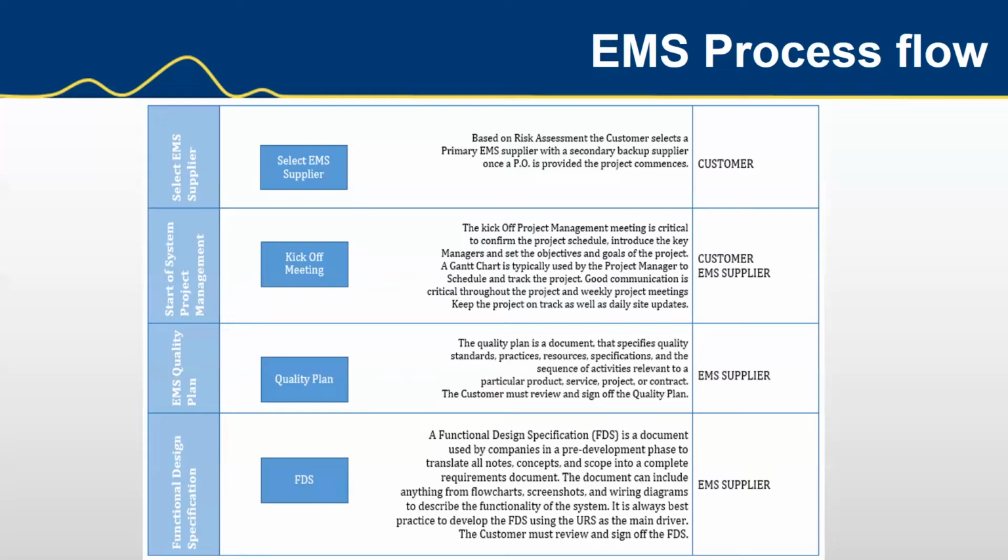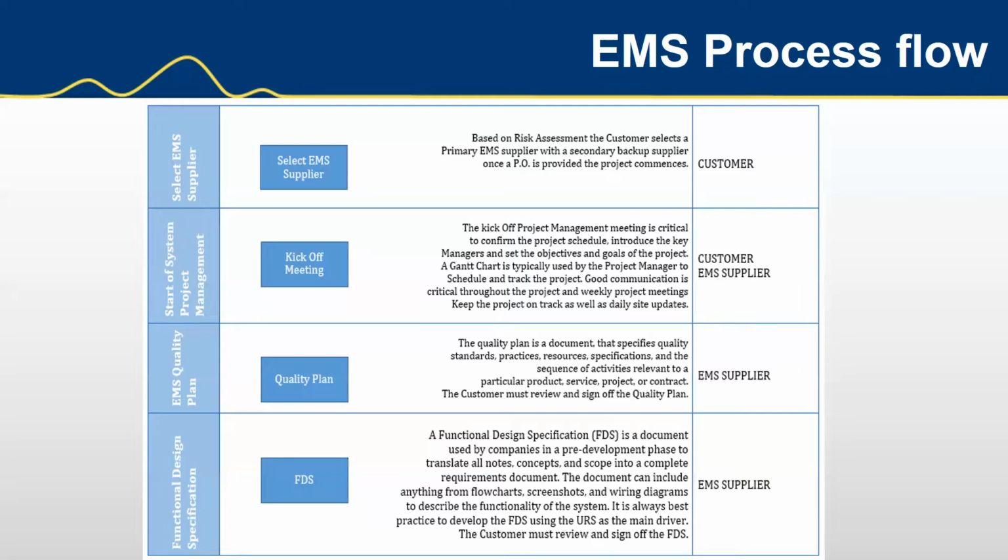So here we see this stage of the EMS process flow. We have selecting the EMS supplier, and a kickoff meeting with the project managers on both sides. I do recommend that we have not only a project manager from the vendor, but also that the customer has a person who is the one point of contact, preferably with some project managing experience. And the quality plan is reviewed. The quality plan specifies the quality standards, the practices, the resource specifications, and the whole sequence of activities along with the Gantt chart, which we looked at last month in a bit of detail.